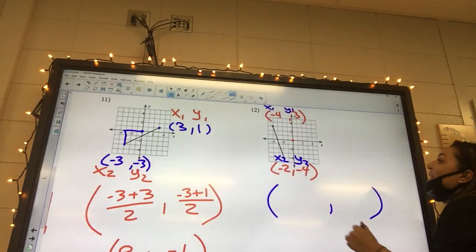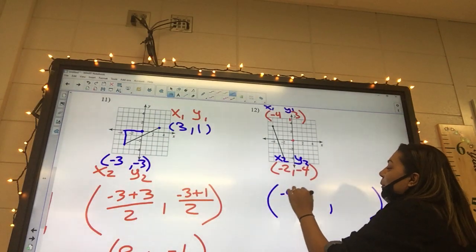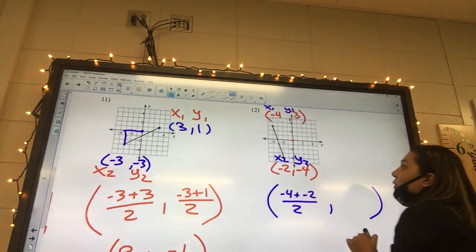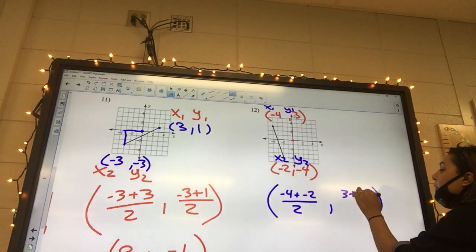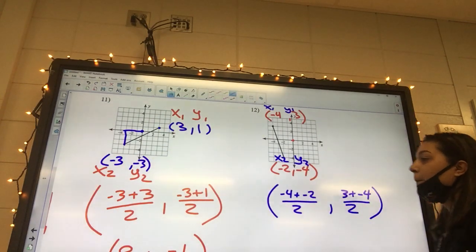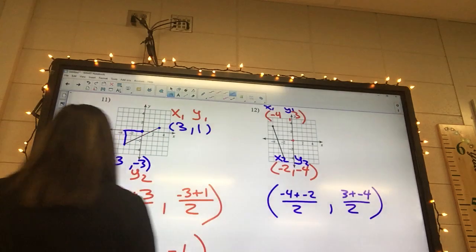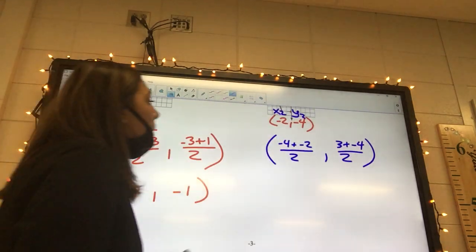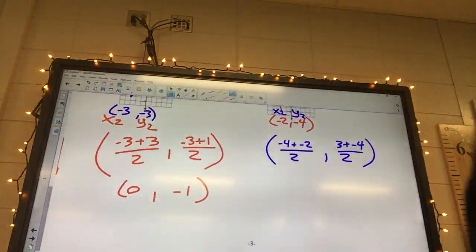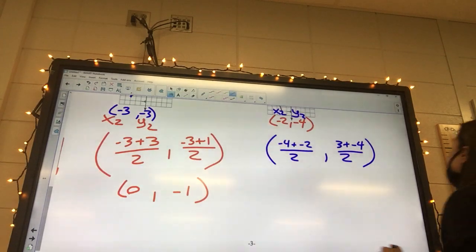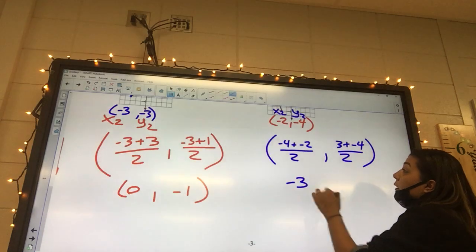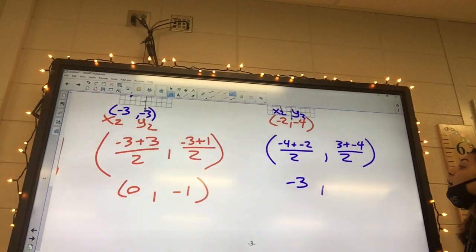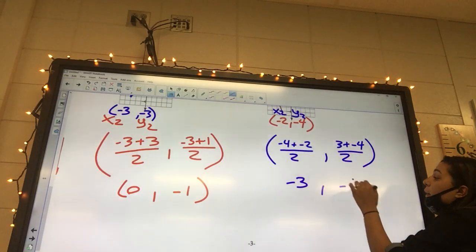Okay, so X sub 1 is going to be -4 plus -2 over 2. And then Y sub 1 is going to be 3 plus -4 over 2. So for -4 plus -2, it's going to be -6 over 2, which is -3. And then 3 plus -4 over 2 is going to end up being negative 1/2.